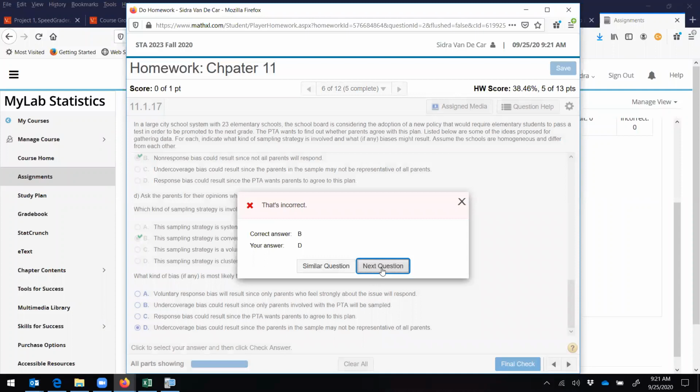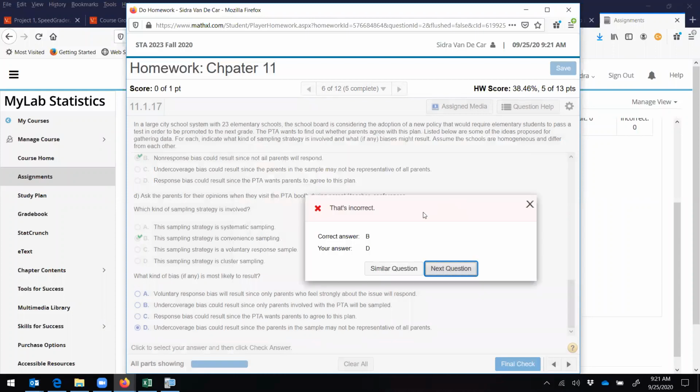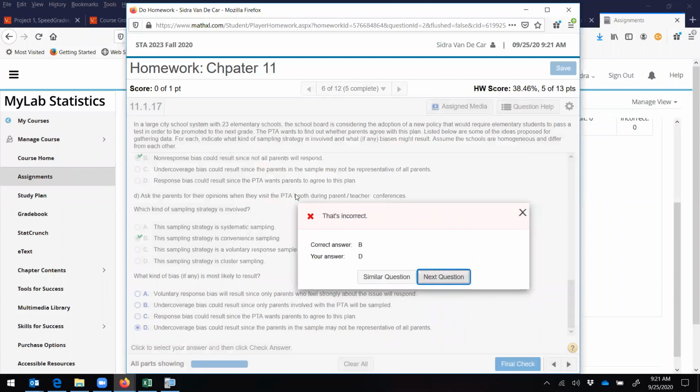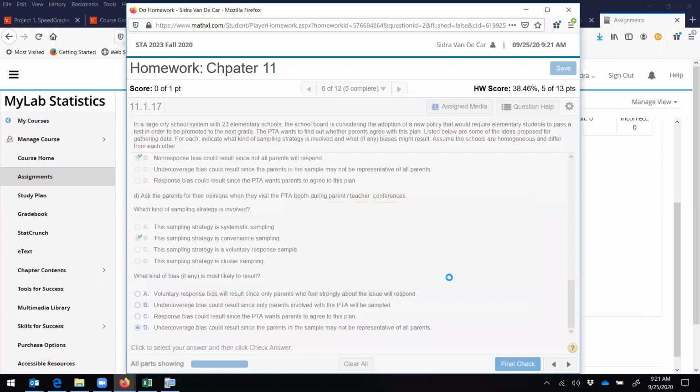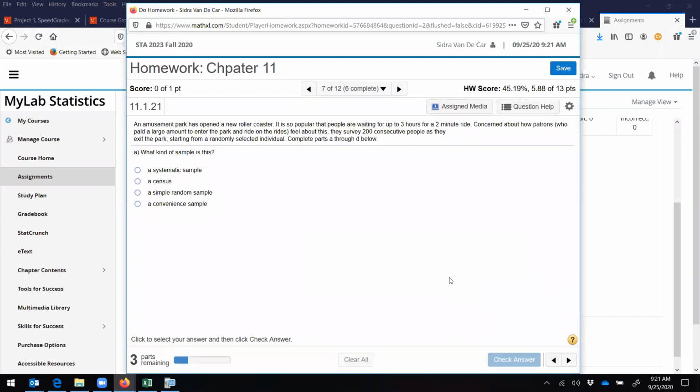Cut. B. Only parents involved with PTA. Oh, I didn't read that it was a PTA booth. My mistake. Okay, so yes, in this case, that's true, but it is also the case that parents in the sample wouldn't be representative of everybody since they're voluntarily picking. Only the people who feel strongly will probably respond to that.